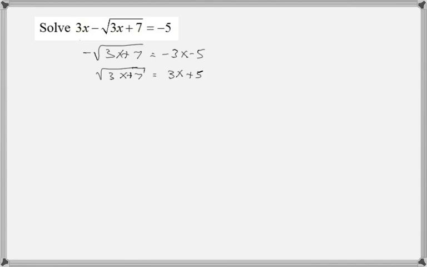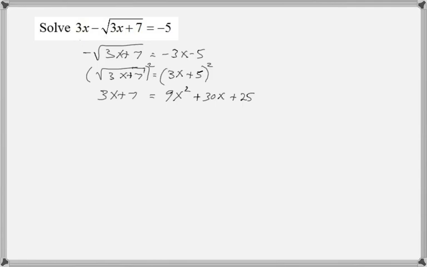Once you've isolated the radical, the next big step is to undo it. To undo the radical, you want to square both sides. So I would recommend that you put each side in its own grouping and then square it. On the left-hand side, the square is going to undo the square root. We'll be left with 3x plus 7. On the right-hand side, if I were to take the time to FOIL that out, I'll end up with 9x squared plus 30x plus 25.